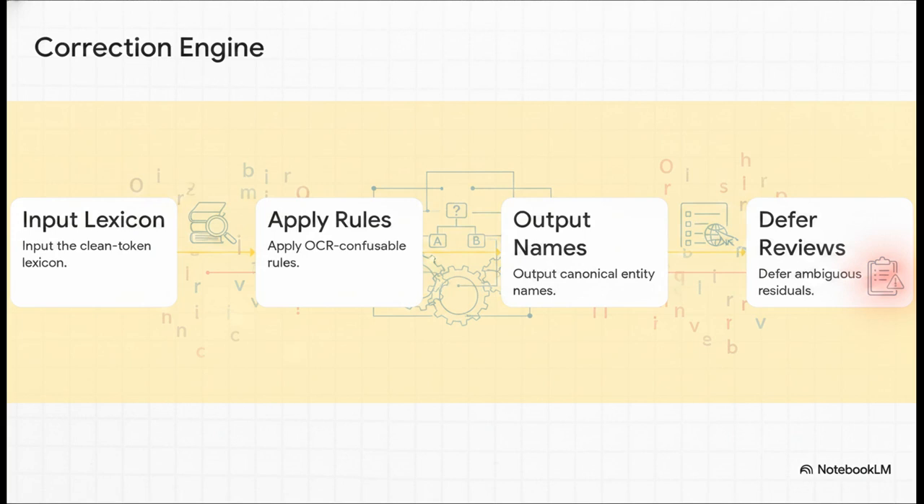Think of this engine as an automated triage system for your data. We feed in the clean lexicon, apply our OCR rules, and output canonical entity names. Crucially, it separates simple spelling fixes from complex semantic corrections. Anything even slightly ambiguous is deferred to a review queue. This keeps high-risk, uncertain values totally visible, instead of just letting the system guess and hope for the best.